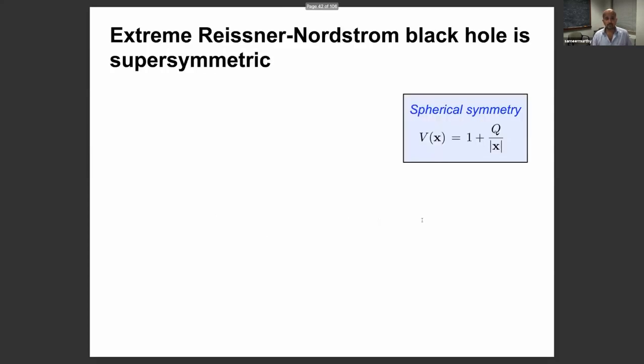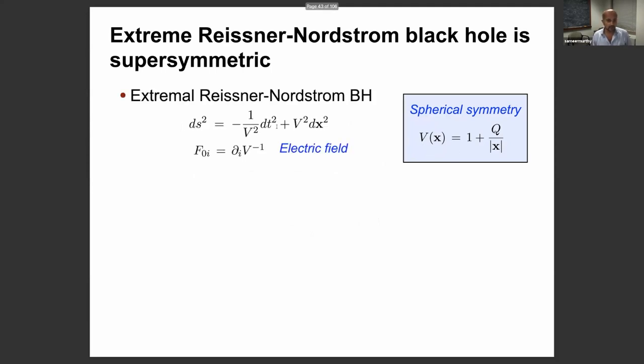Okay. And so first, let's look at the extremal black hole. This is well known. So this is spherically symmetric. So there is one harmonic function, sourced by an electric charge sitting at the origin, which controls the whole geometry, whole field configuration. So we call this V. So the metric is just given by this simple ansatz. And the electric field is also controlled by V.